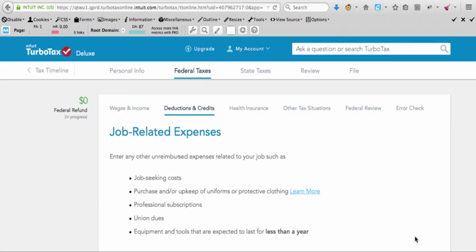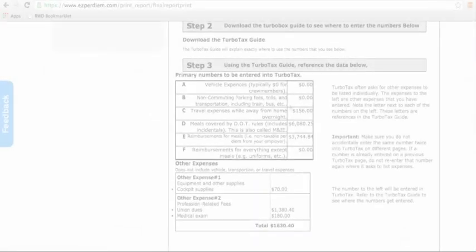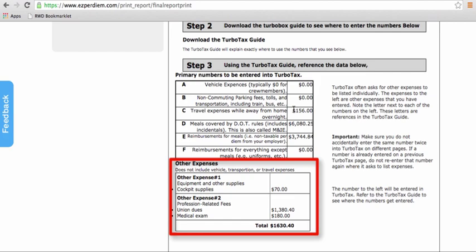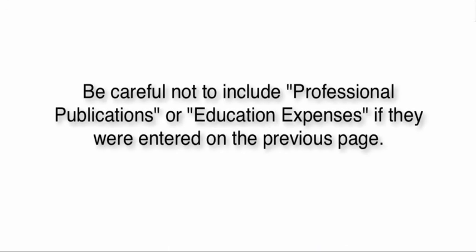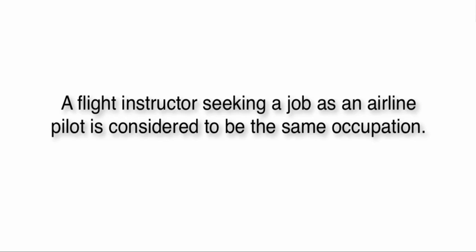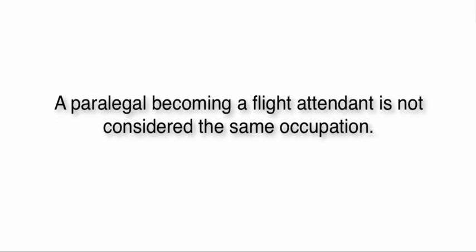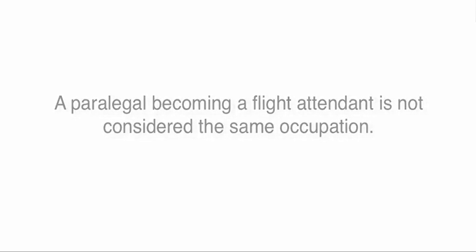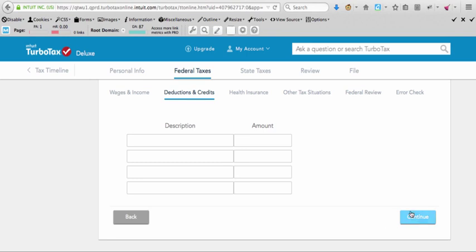This next page asks for other unreimbursed job-related expenses. On Easy Per Diem, reference the section under the heading Other Expenses, but be careful not to include professional publications or educational expenses if they were already entered on the previous page. For job-seeking expenses, the costs associated with searching for a new job may be deductible if the new job is in the same occupation. For example, a flight instructor might search for a job as an airline pilot. The occupation, pilot, is the same for both jobs. Therefore, the costs associated with searching for that new job are deductible. Once the other expenses are entered on this page, click Continue.